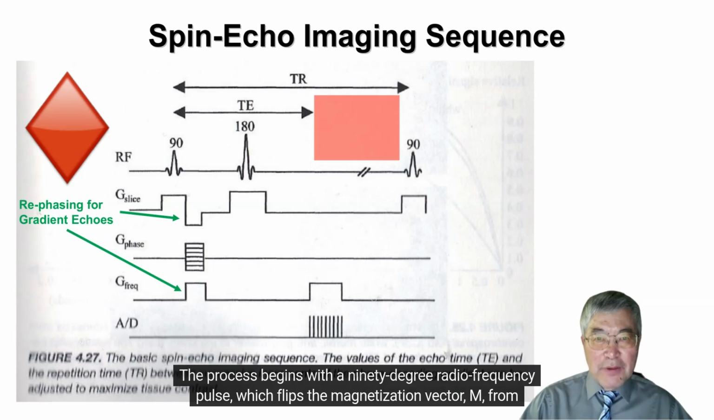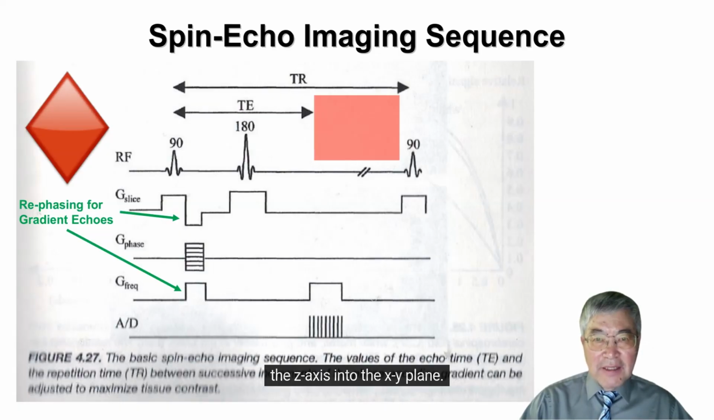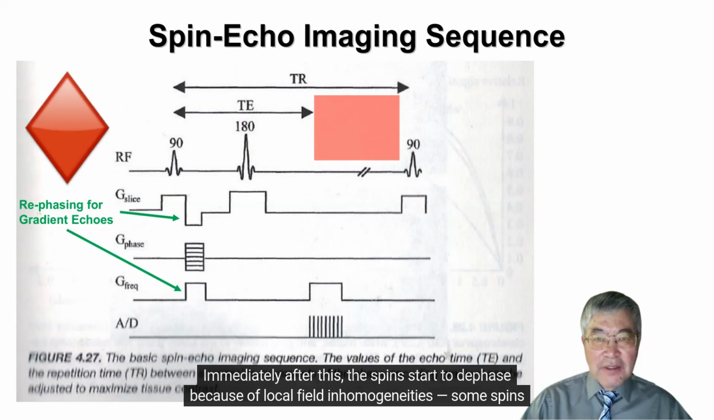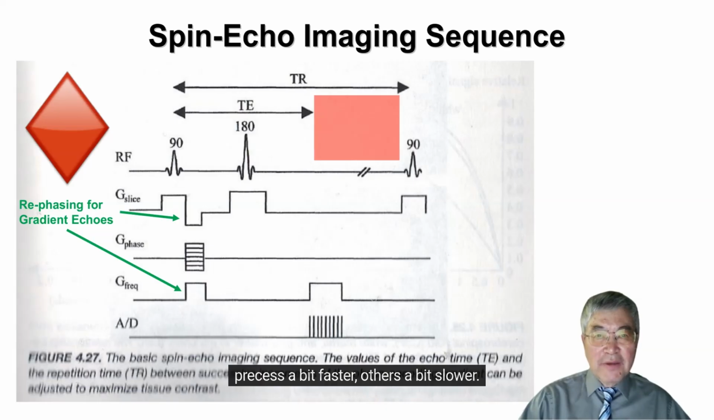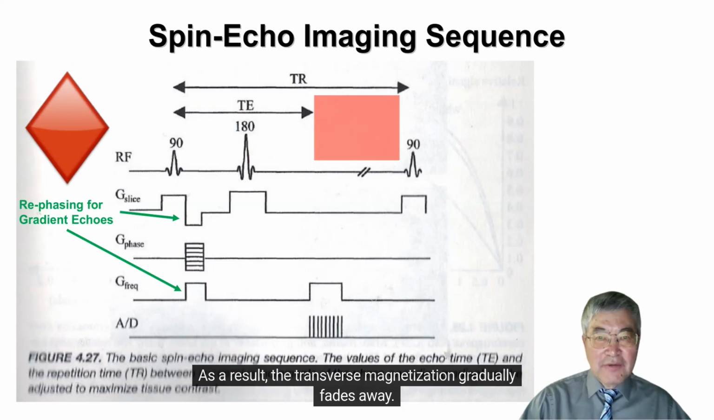The process begins with a 90-degree radio frequency pulse, which flips the magnetization vector M from the z-axis into the xy plane. Immediately after this, the spins start to dephase because of local field inhomogeneities. Some spins precess a bit faster, others a bit slower. As a result, the transverse magnetization gradually fades away.